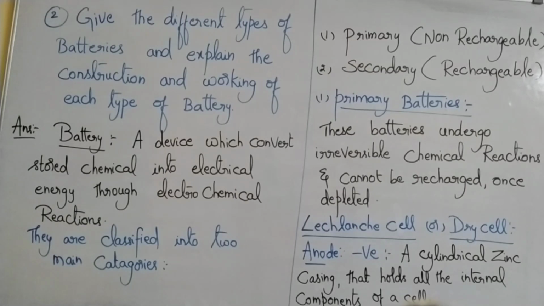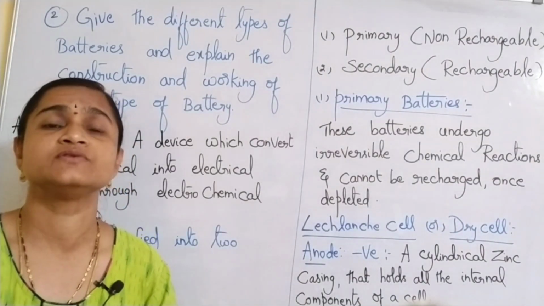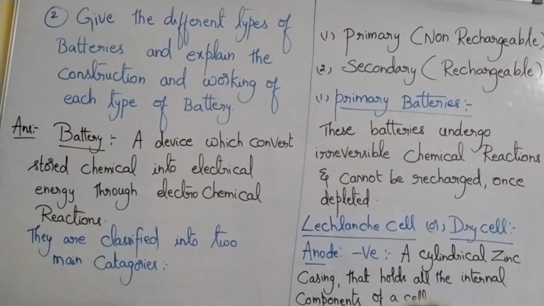Battery is a device which converts stored chemical energy into electrical energy through electrochemical reactions. Already stored chemical will be there inside the battery, which is used for converting into electrical energy. So that device you call it as a battery. So batteries are classified into two main categories. First one is primary and second one is secondary. So primary batteries are considered as non-rechargeable batteries, and secondary batteries are considered as rechargeable batteries.